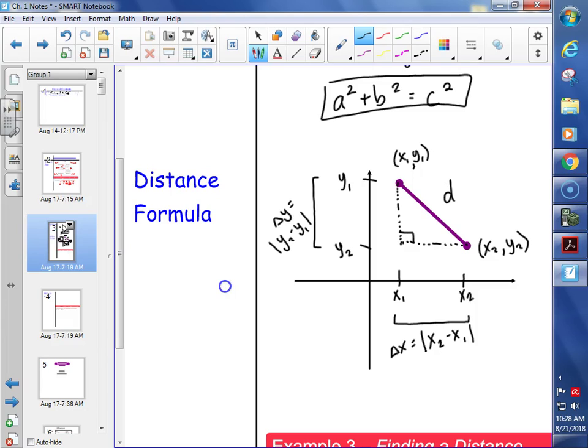So if we're trying to find the distance between 2 points, it's really just our hypotenuse. How would you solve for the hypotenuse up here? You'd square root. You solve for the hypotenuse here. You square root. And you could say leg squared plus leg squared.